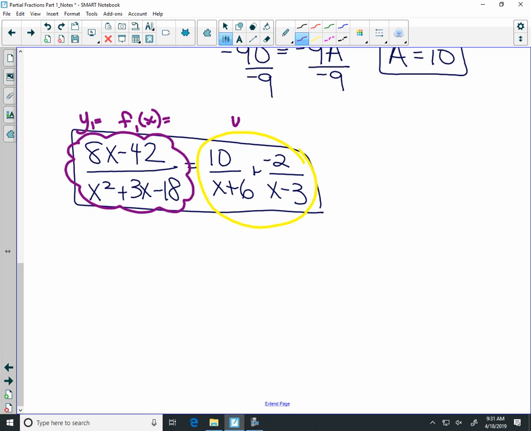Put this guy in as y2 or f2 of x. The graphs should look exactly the same. They should lay right on top of each other. Okay? If they don't, they're not equivalent. What we're doing is just breaking it into an equivalent fraction situation. So I would double check that way every time.